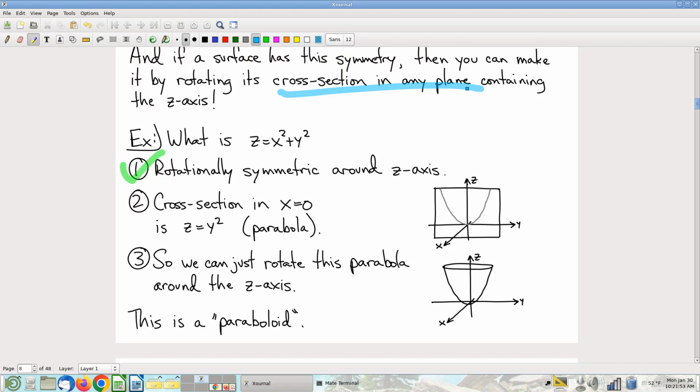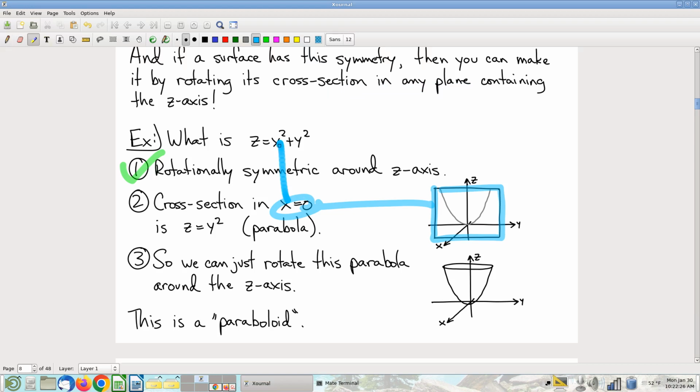Free country. The world is yours. Now, I have a personal favorite plane containing the z-axis, and that is the YZ plane. And a lot of you might be thinking, why not the XZ plane? Well, when you look at the XZ plane, you're kind of looking at an angle, and it's just a little more awkward to look at. So, again, my personal favorite, the YZ plane. So let's look in the YZ plane. In the YZ plane, x is equal to 0.